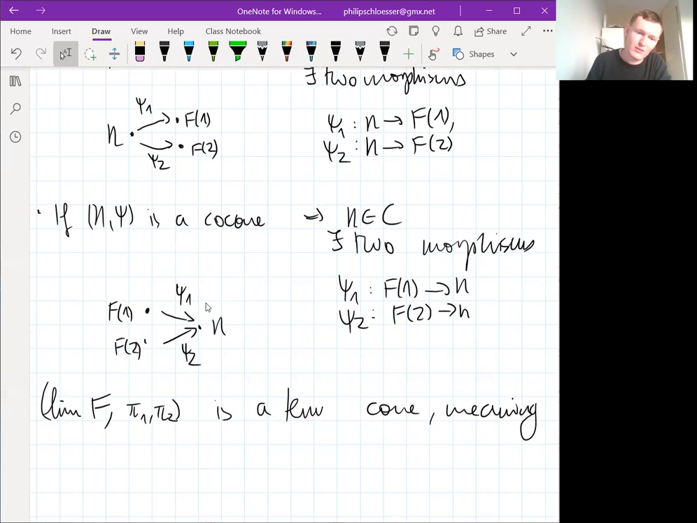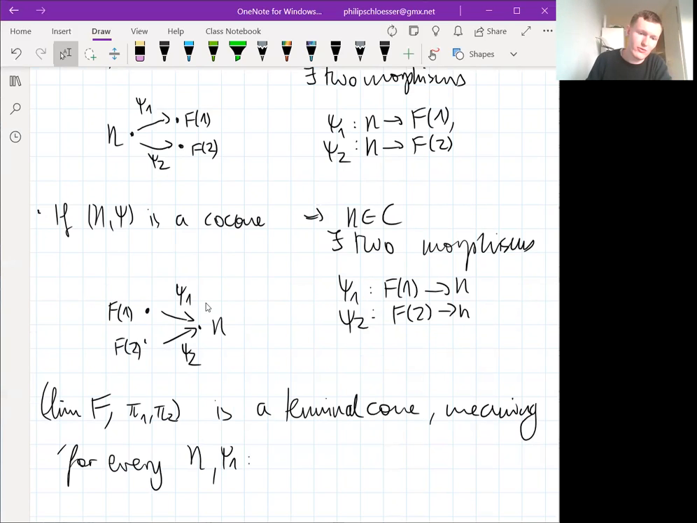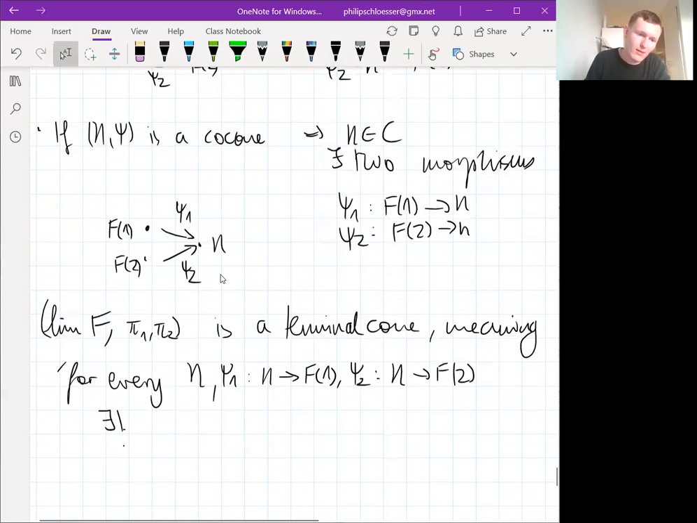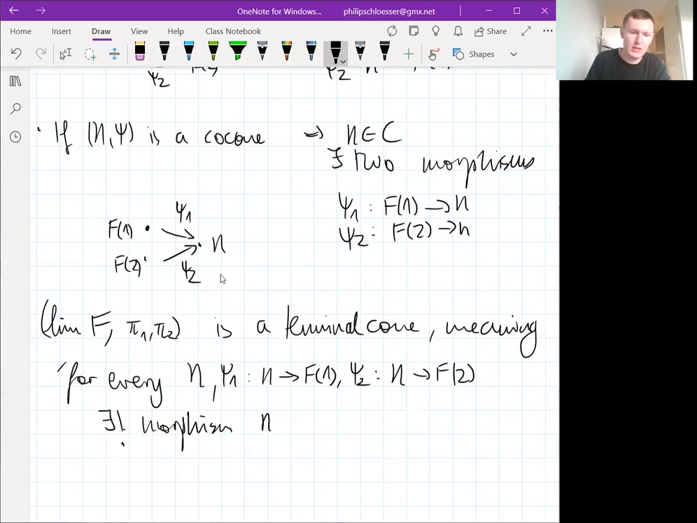Is a terminal cone, meaning that for every n and morphisms psi1 from n to f1, psi2 from n to f2, there is a unique morphism from n to lim f.